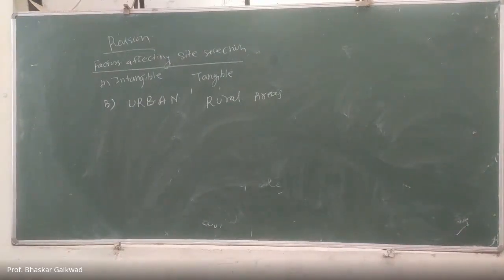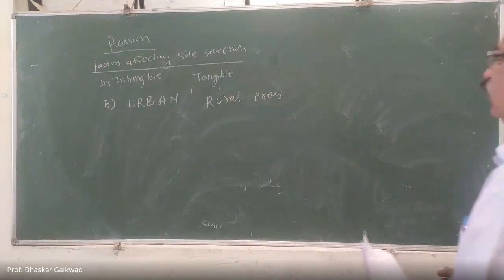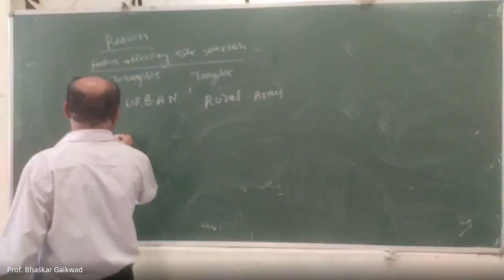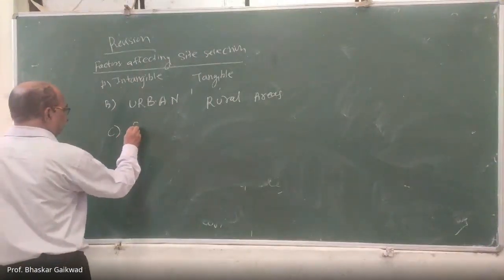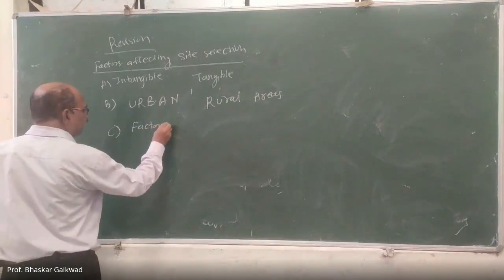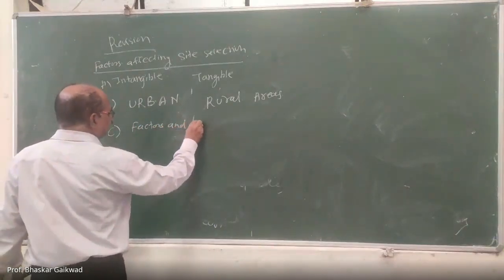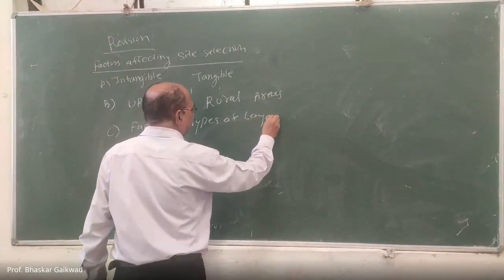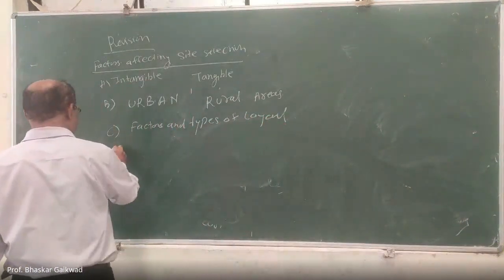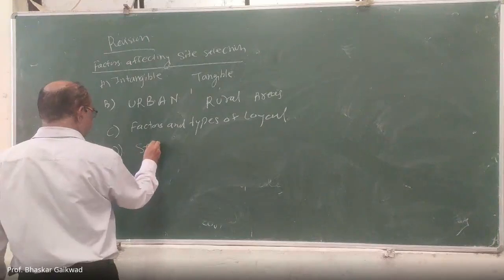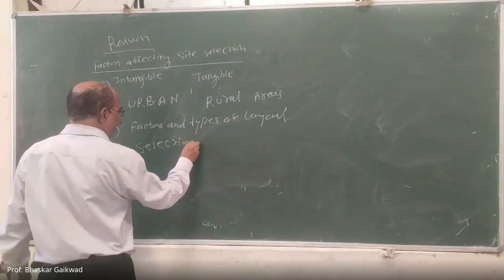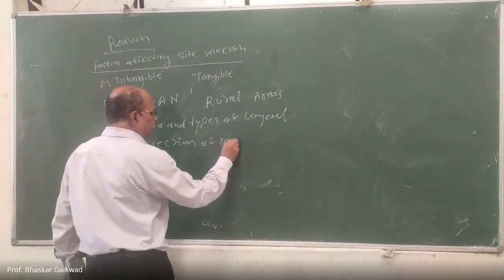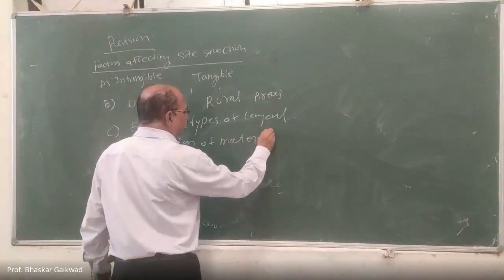After this, we have gone through the types of layout and factors affecting the layout. The types of layout, factors, and types of layout. And the last one is the selection of material handling and links.